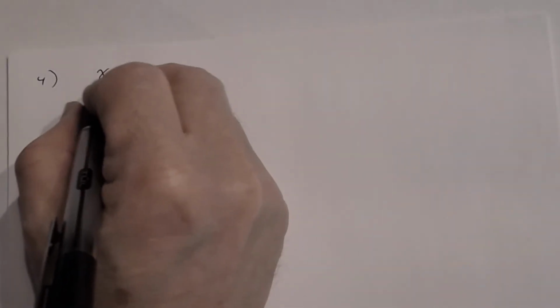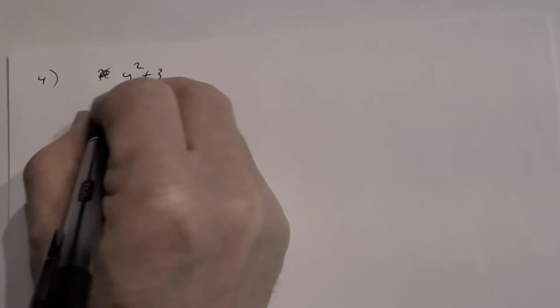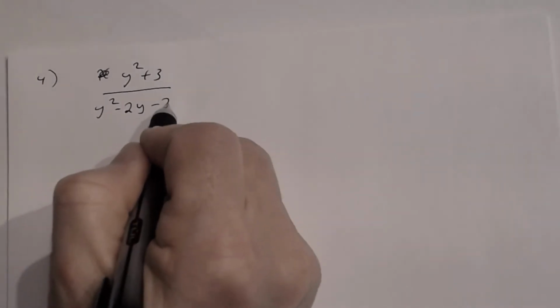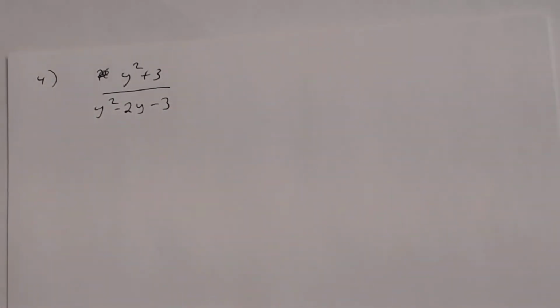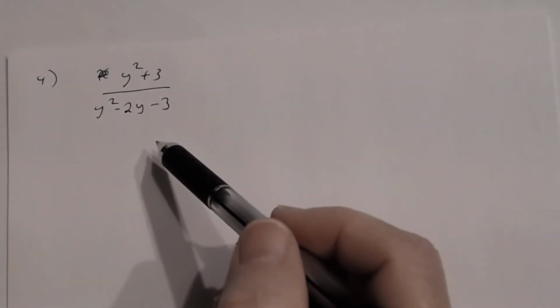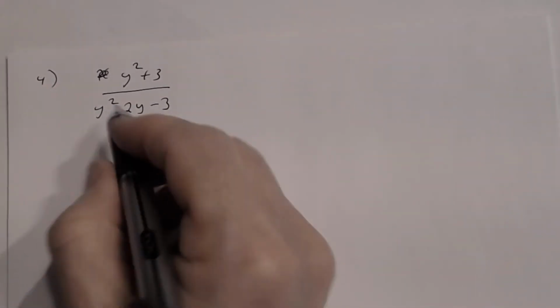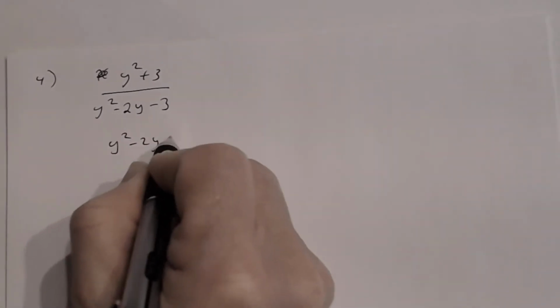So let's look at number 4. Number 4, you have this: y squared plus 3 divided by y squared minus 2y minus 3. I have this rational expression, and the directions ask, where is this rational expression undefined? Well, remember, a rational expression is undefined when the denominator is 0. So take the denominator, rewrite it, and set it equal to 0. And then you've got to solve this equation.